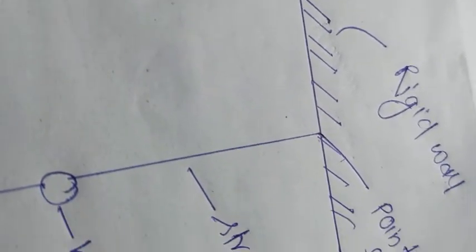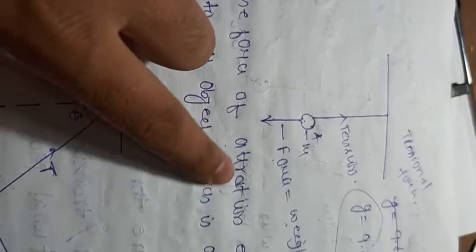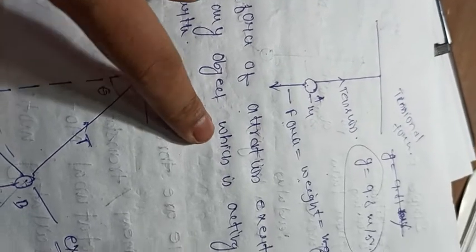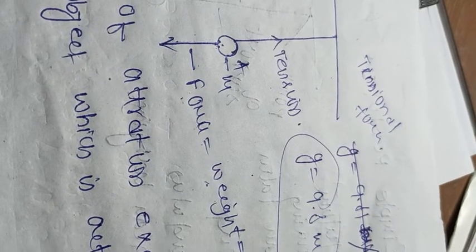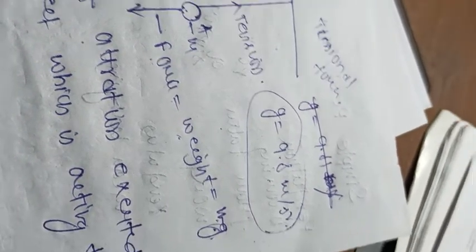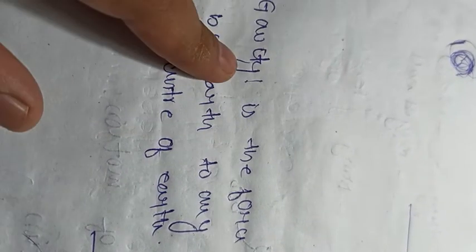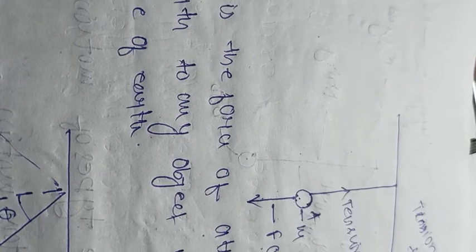I will show you another definition of gravity. I just write it here. Gravity is the force of attraction exerted by the earth on any object, which acts towards the center of the earth. That means the direction of that force should be towards the center of the earth. Gravity is a property of the force.